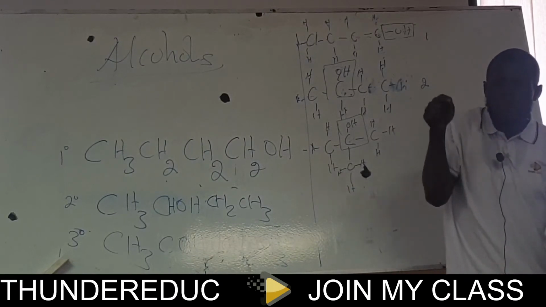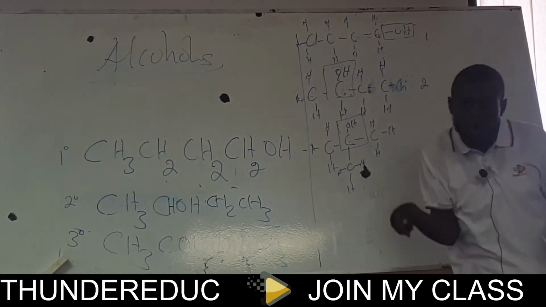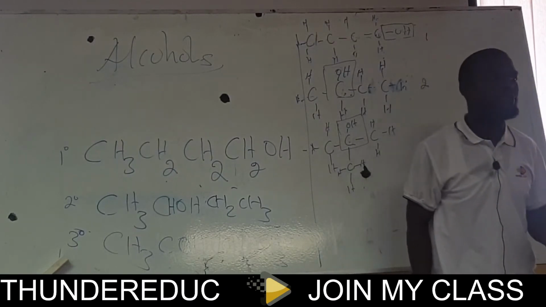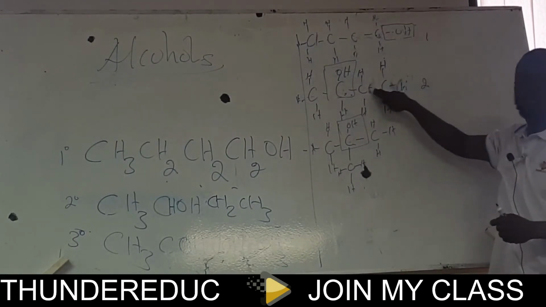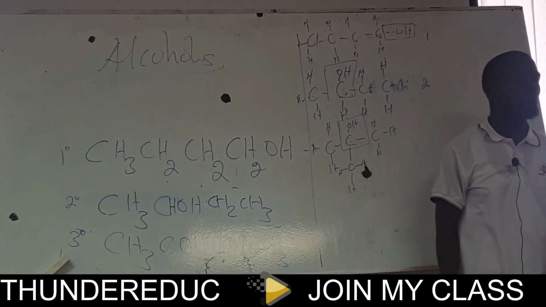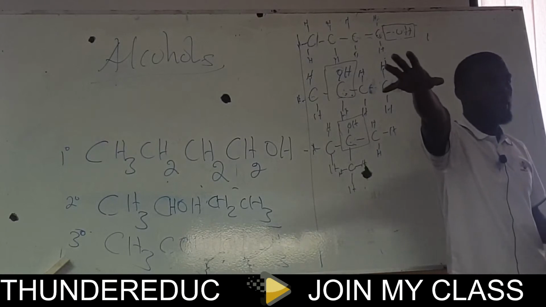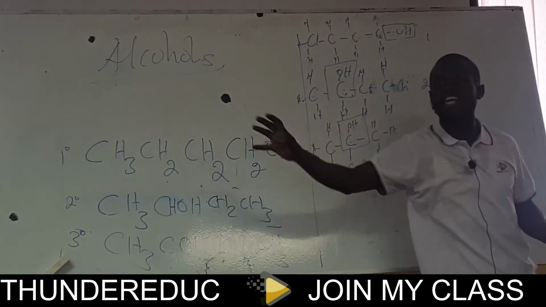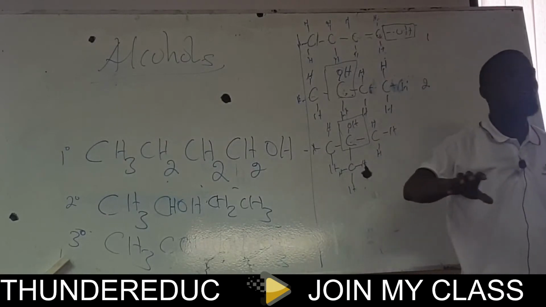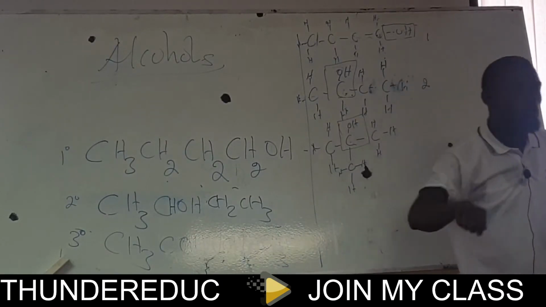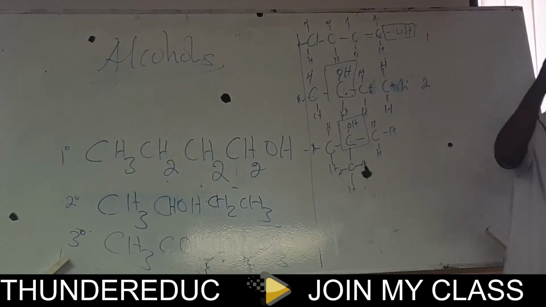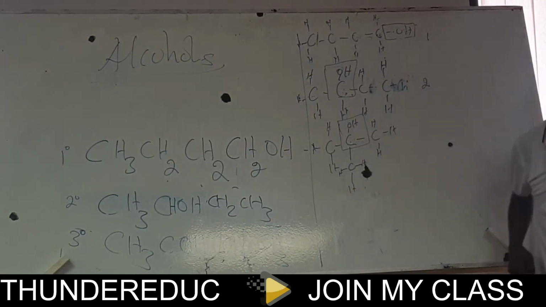Note this: changing a primary alcohol into a secondary alcohol makes a positional isomer. Primary alcohol to secondary alcohol definitely becomes a positional isomer. If you are given a primary alcohol and asked to write a positional isomer, you just change it from primary to secondary alcohol. Definitely it changes the position of the functional group. Is it clear?